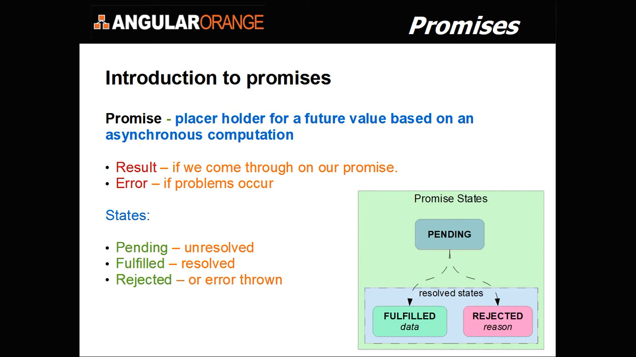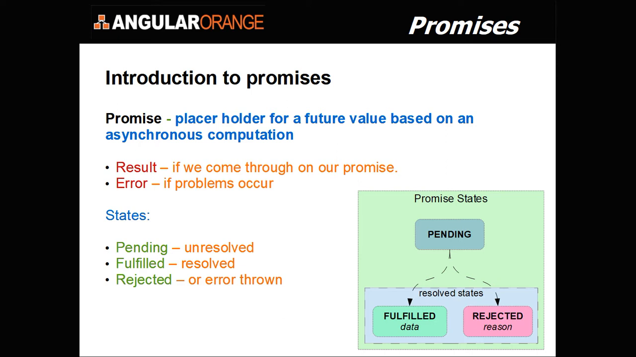So the promise states are the following. You have pending, and then there are two resolved states. You have fulfilled, where you get data, or you can reject and have a reason. So a simple example would be, I'm going to make a web service call, and you use a promise to say, okay, we promise that you're going to get data back. If not, you're going to get an error back. You're going to have some sort of resolved state. It's either going to be fulfilled with data or it's rejected with a reason, that maybe the connection is down.